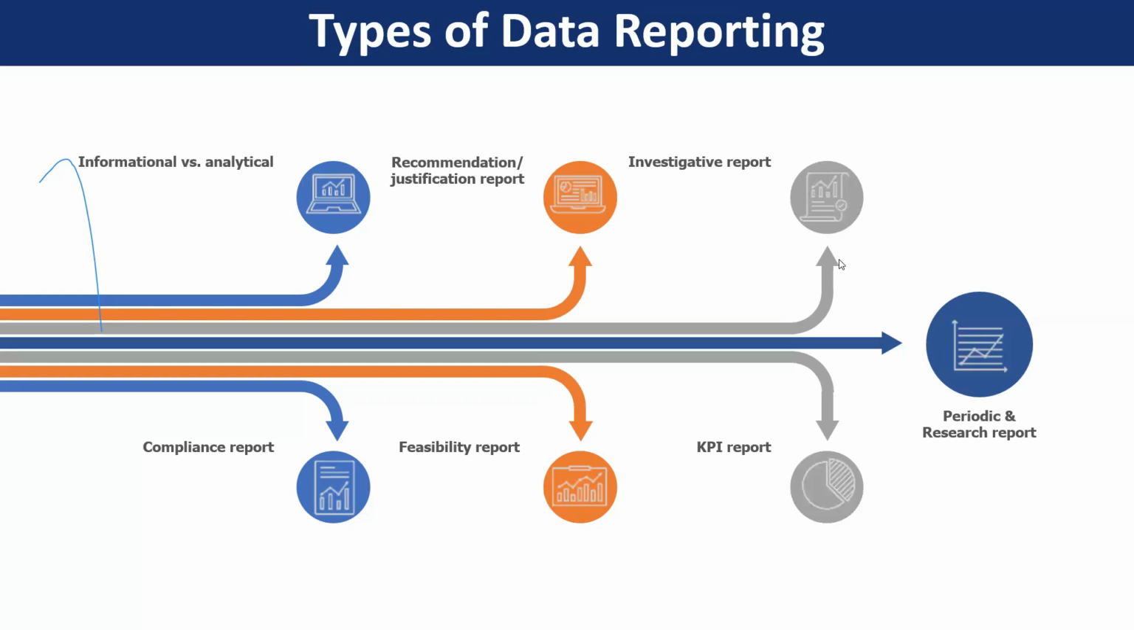So the next thing is the investigative report. An investigative report, as the name entails, is a very deep report in which you try to understand the causes, that is, to diagnose why something happened. It's for you to get the causes that led to a particular thing. What are the causes? Why did it happen? So that's the investigative report.